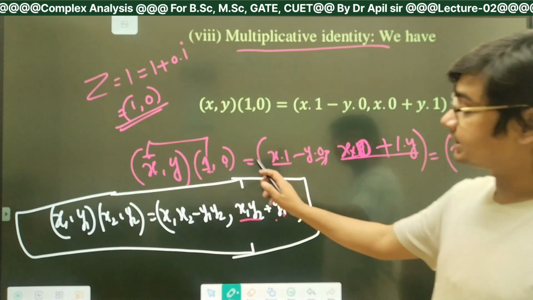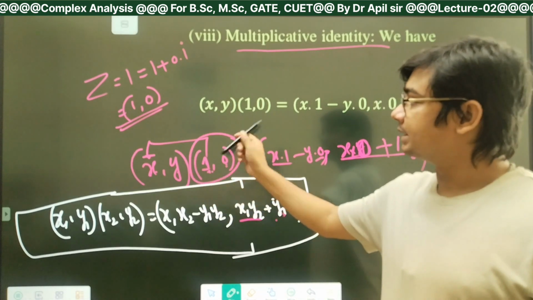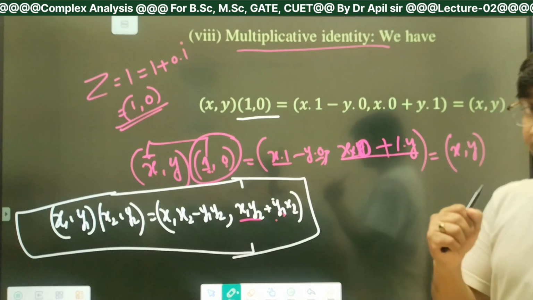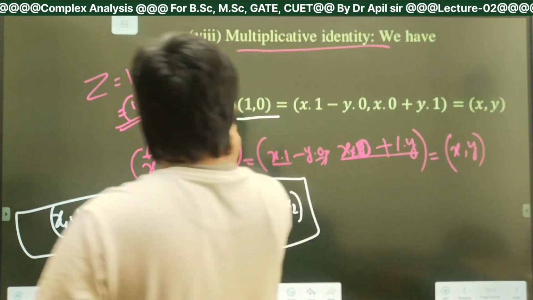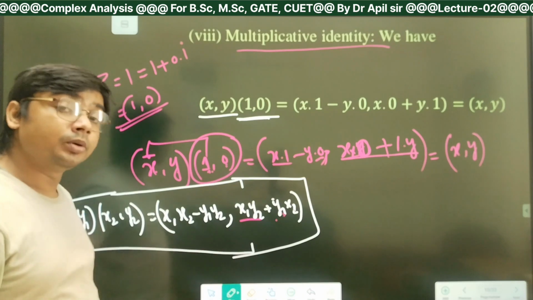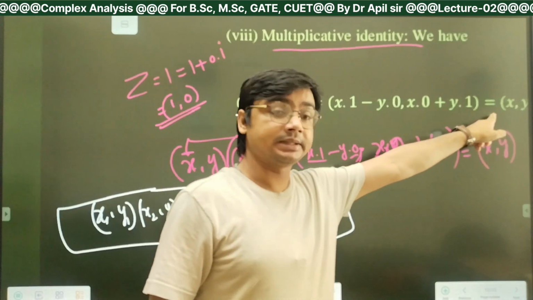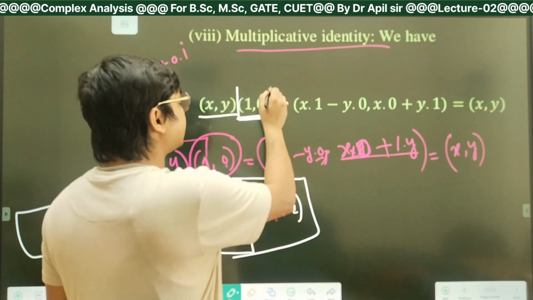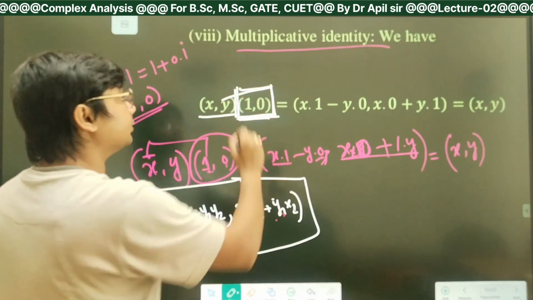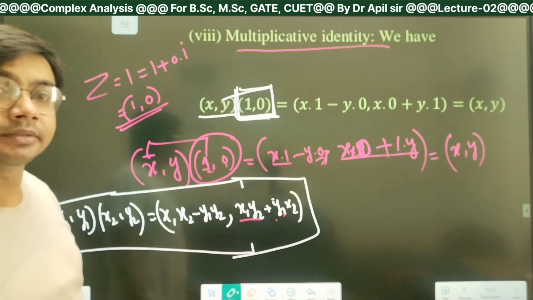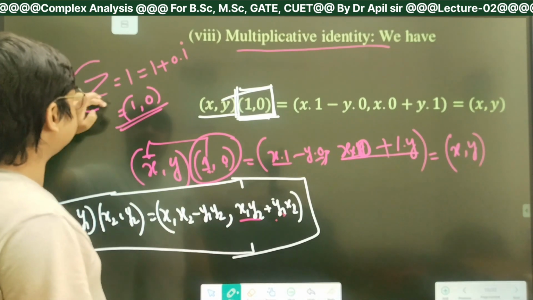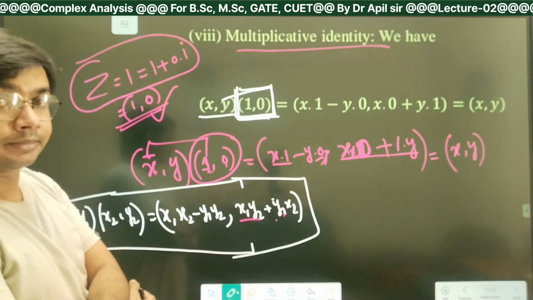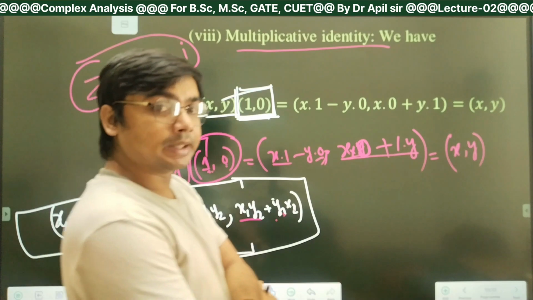So that means this complex number exists, and if we multiply any complex number with this complex number, we always get that same complex number, right? So in this case we call this complex number the multiplicative identity, right? So you must remember this one is the multiplicative identity of complex numbers.